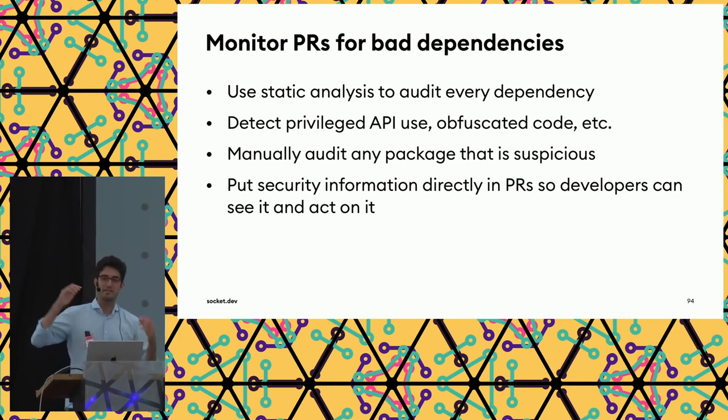The tool can warn you something suspicious is happening, and then the human has to go and look and say, okay, what is this shell command doing? Is this good or bad, right? And then we believe you should put this information into the PRs so the developers can get that information directly where they're working and act on it, so that the developer is empowered to solve their own security issue before it becomes a problem.